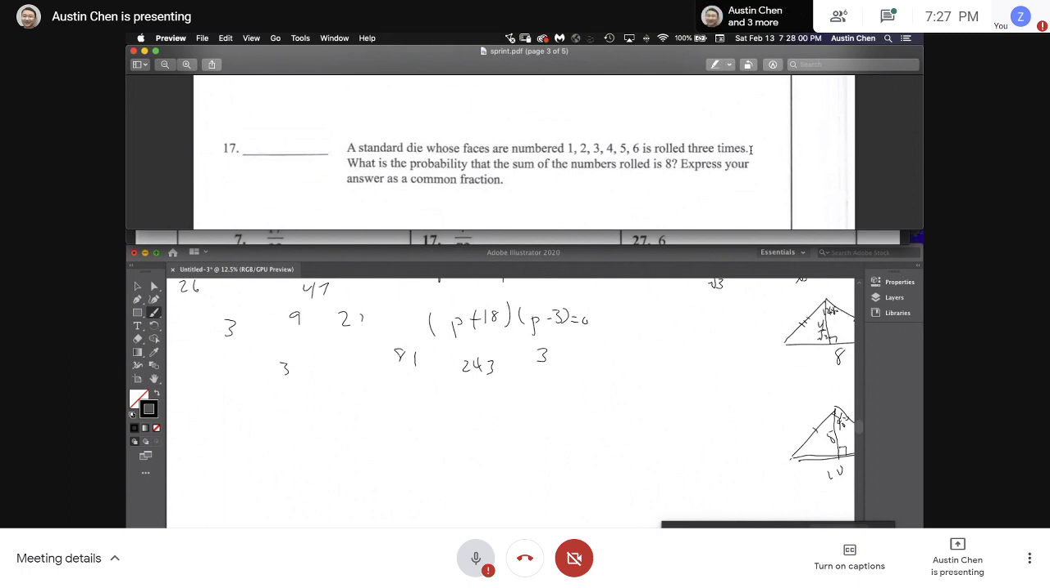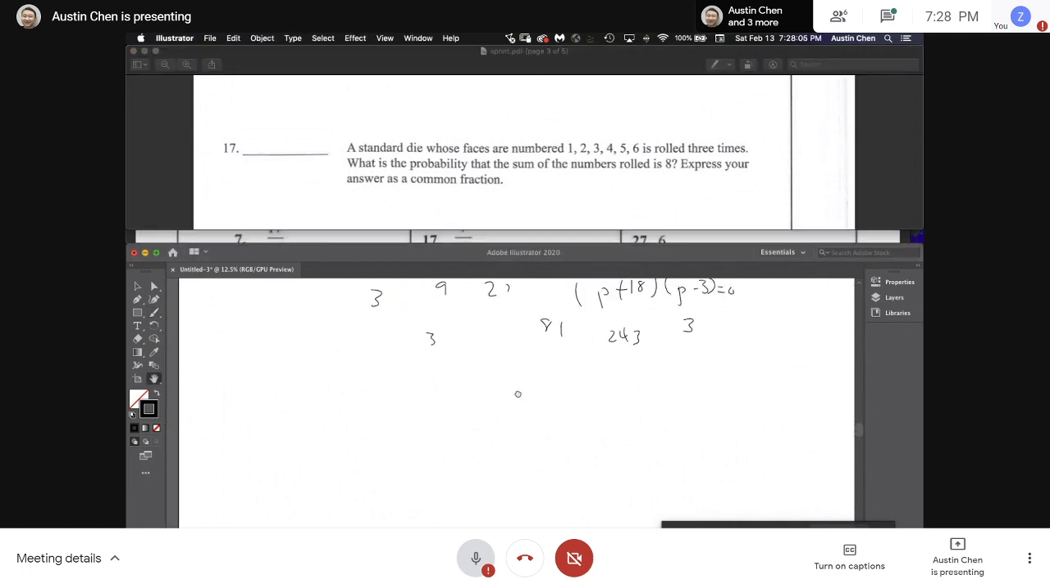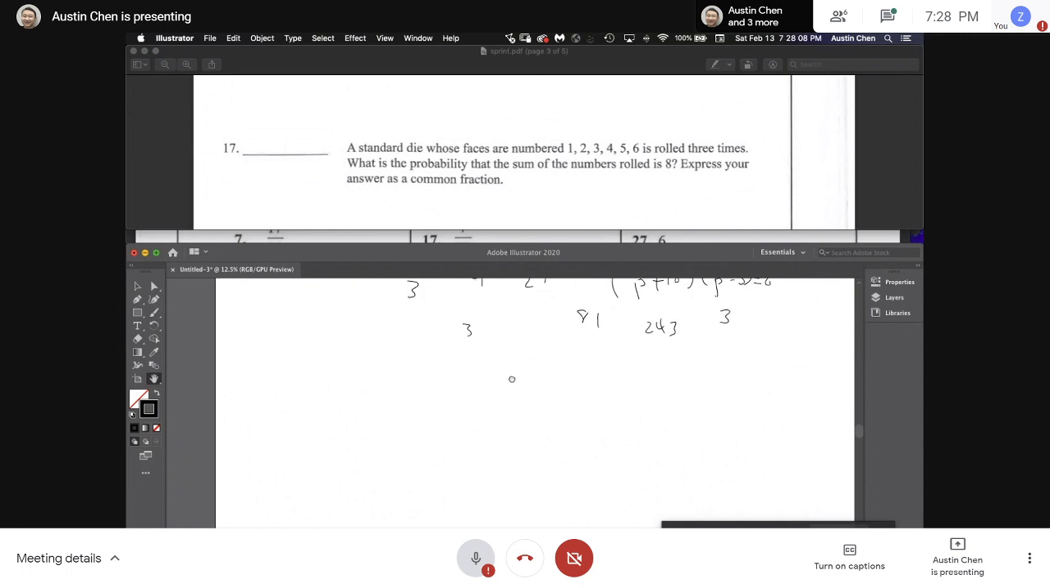Okay, this one, I would say the best way would be to do this with casework. There's not that many cases, and it's not that bad to do with casework. There could be other ways you can do this, but it's probably more complicated, like some weird stars and bars stuff. But it's really not stars and bars because your die can only be 1 through 6, and it can't go all the way to 8, right?